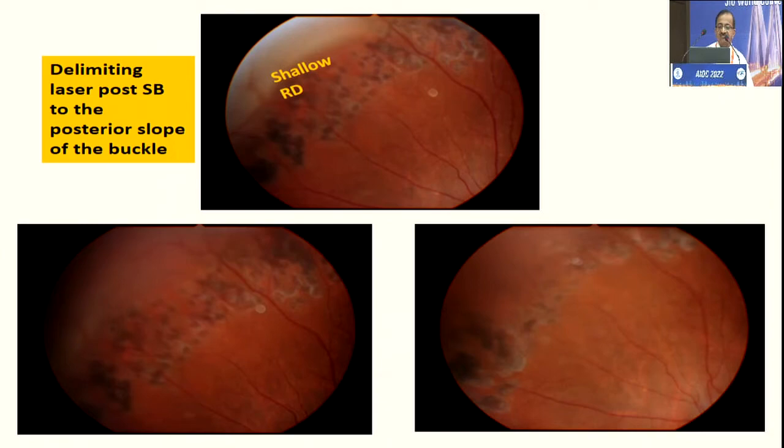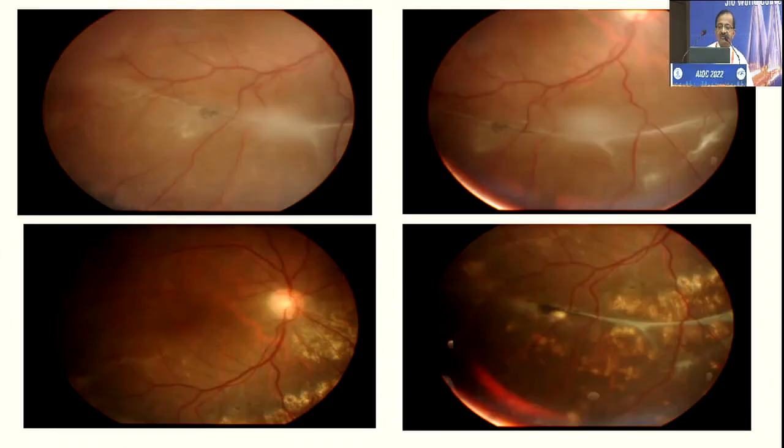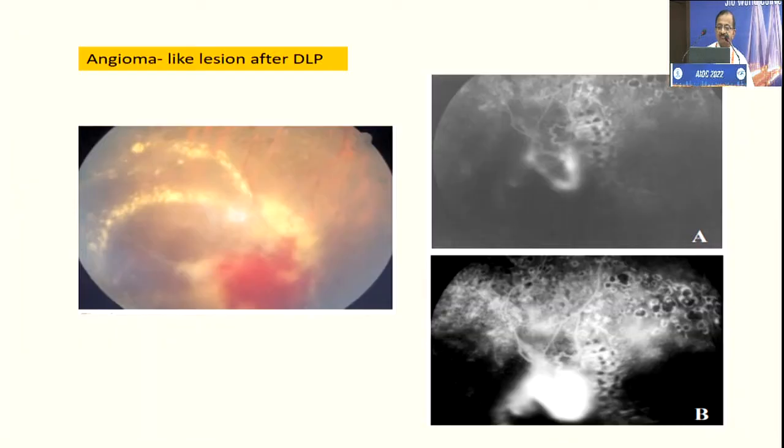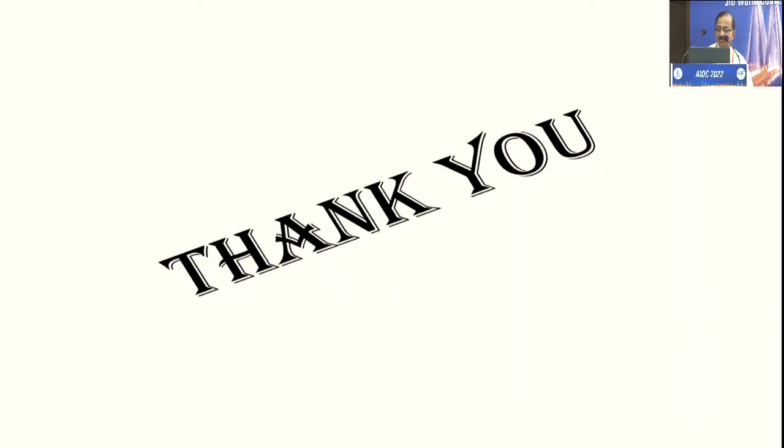So these are some of the situations where a shallow peripheral RD can be delimited with lasers, or an inferior RD where we now wall it off with laser. Angioma-like lesions, whenever there is a heavy photocoagulation done, have been described. This is from the literature, and I would conclude with this last slide. Thank you so much for your patient hearing.